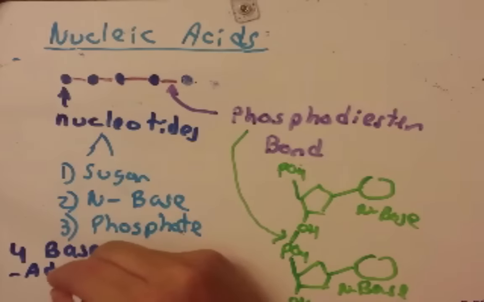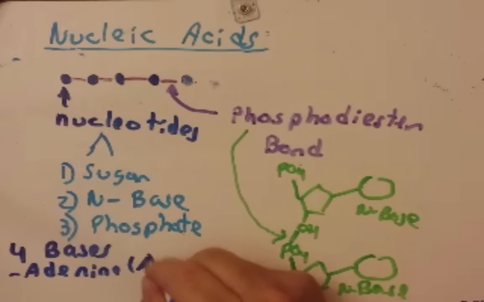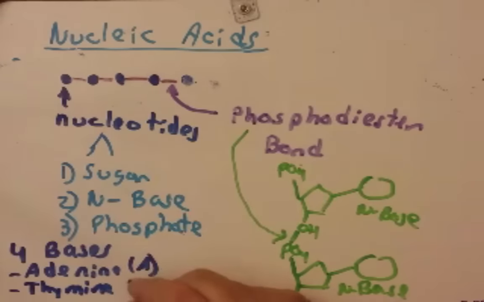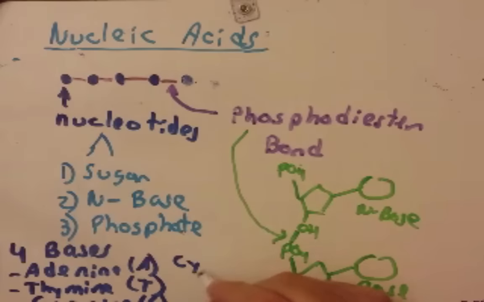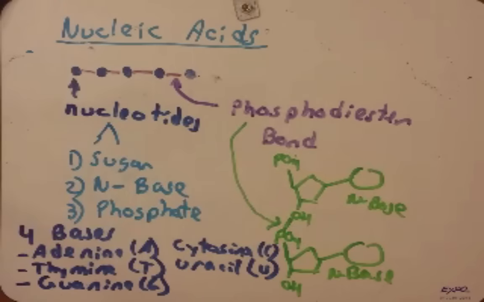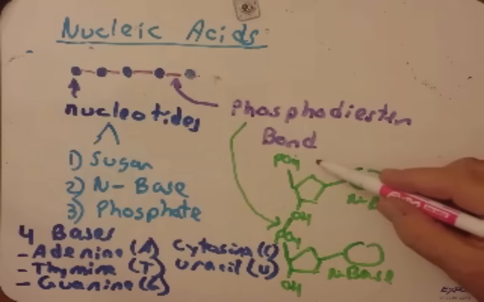They can be adenine, which we often just call A. They can be thymine, which we often just call T. They can be guanine, which we often just symbolize as G. They could be cytosine, which we often just call C. And they could be uracil, which we often just call a U. But based upon whether you have A, T, U, G, or C, that ultimately will tell us which protein will be coded for.